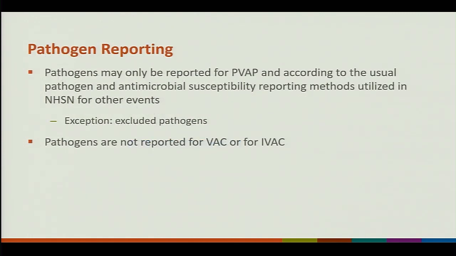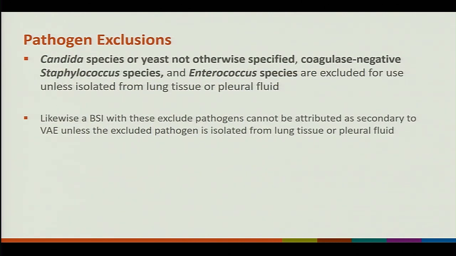So an important note about pathogens is they are only reported for PVAP, not for IVAC or VAC. Identified pathogens are reported to NHSN using the same methodology as for other reported events, with the exception of excluded pathogens for this event type. Let's review those excluded pathogens one more time.